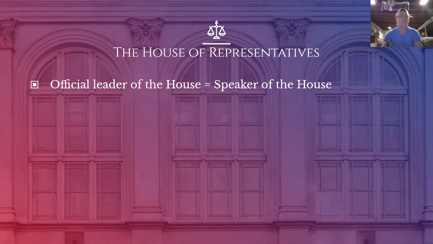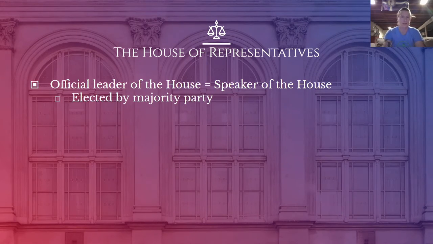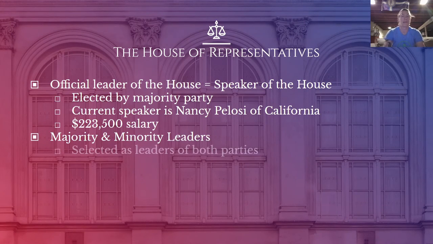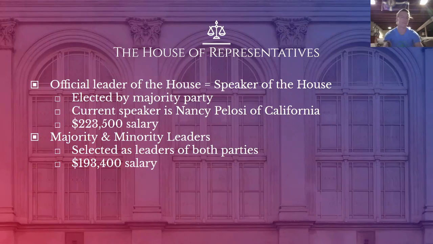Continue on. The official leader of the House is going to be the Speaker of the House. Current Speaker of the House is Nancy Pelosi of California, and it's going to be elected by the majority party. Right now, the majority party is the Democrats. She receives a salary of $223,500, so not bad. There are going to be majority and minority leaders selected as leaders of both parties. All right, and they're going to get the $193,400 salary. So a lot of different salary scales within the congressional leadership.